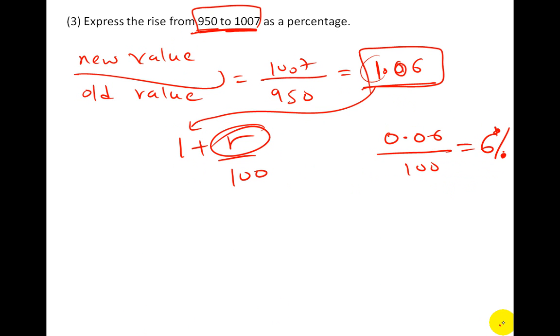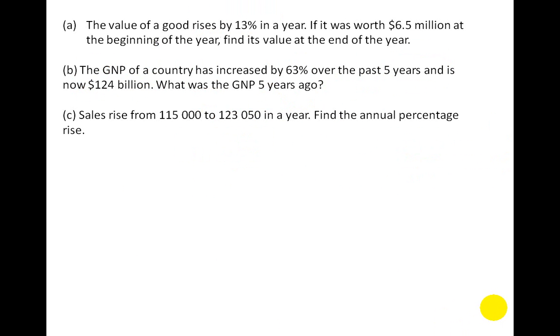Okay, now I'll give you some questions that I want you to solve by yourself. Please try these 3 questions. I'll read them for you. The value of a good rises by 13% in a year. If it was worth $6.5 million at the beginning of the year, find its value at the end of the year.